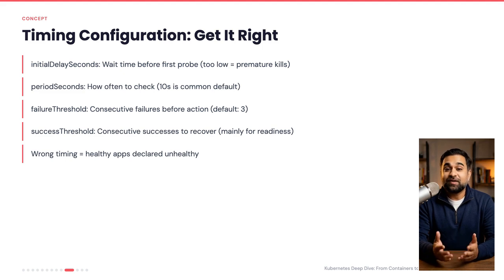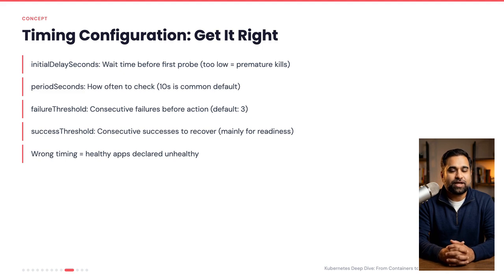What should trigger a restart versus a traffic removal? Database down usually means remove traffic, not restart. Deadlock usually means restart. What are your timeout values? They should exceed your 99th percentile response time, not your average.